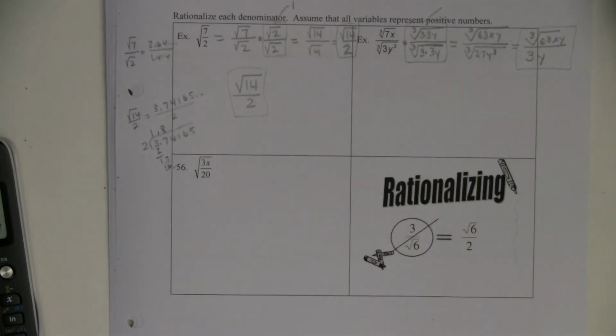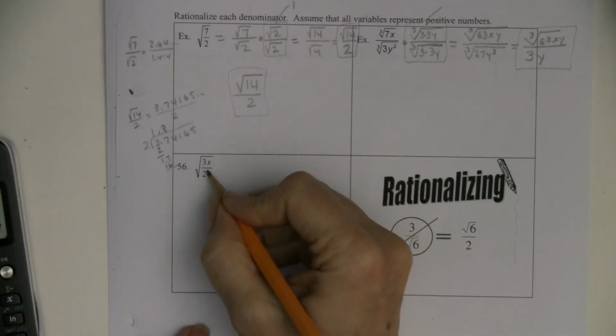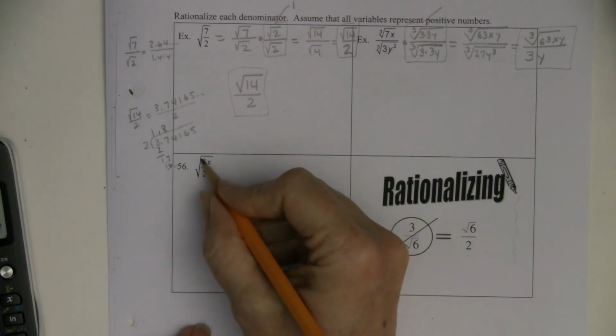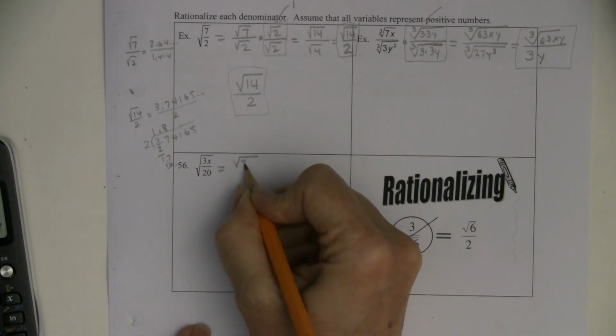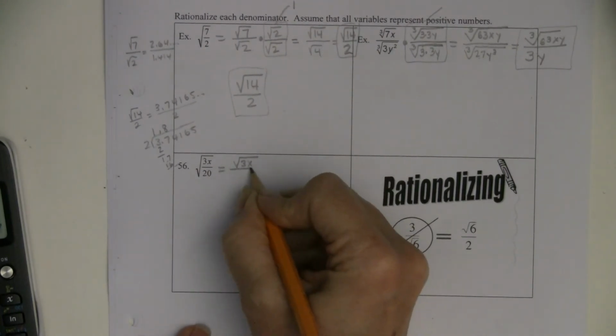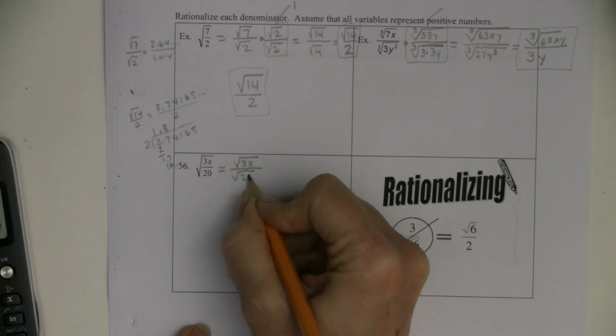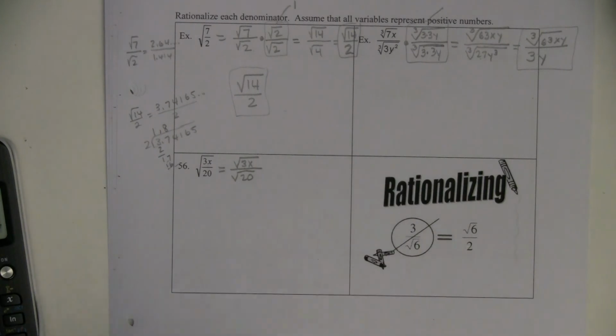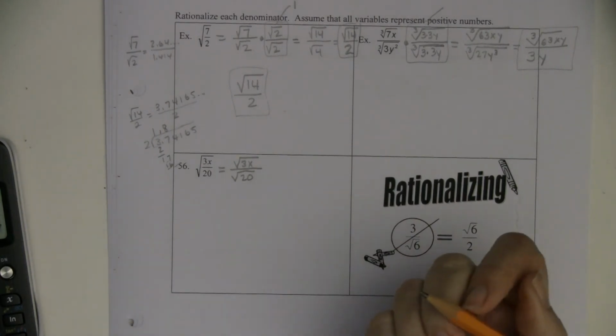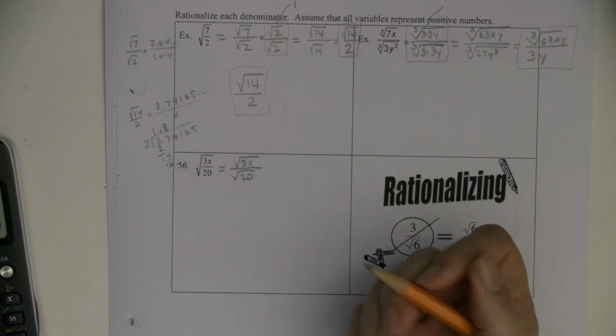Okay, so this is number 56, 3x divided by the square root of 20. And you have choices of what you would do. My first thing would be to say, well, I don't want it to be the radical of a fraction, and I would write it as the square root of 3x divided by the square root of 20. And then the square root of 3x doesn't reduce, but the square root of 20 can reduce because 20 is 2 times 2 times 5. And so my choice, if I want to reduce that first, and I think I'm going to.